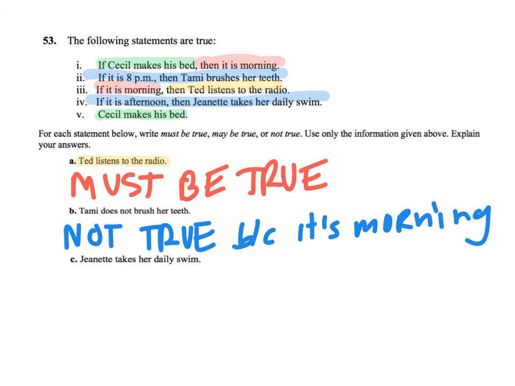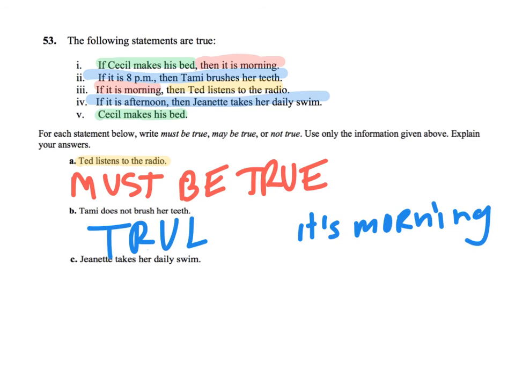Oh, sorry, hold on. Pause, rewind. I misread that last statement, the one about Tammy. It says Tammy does not brush her teeth. This one's actually going to be true because it's morning. I read it as Tammy does brush her teeth. Sorry, you're probably screaming at the screen right now. So I'd say this one's true because it's morning. I know that Tammy brushes her teeth at 8 p.m. It's not p.m. So Tammy does not brush her teeth. So that one must be true. My bad. If you're confused about that one, will you please come talk to me? I'm sorry. I was trying to do it correctly and I don't have the patience to refilm it.